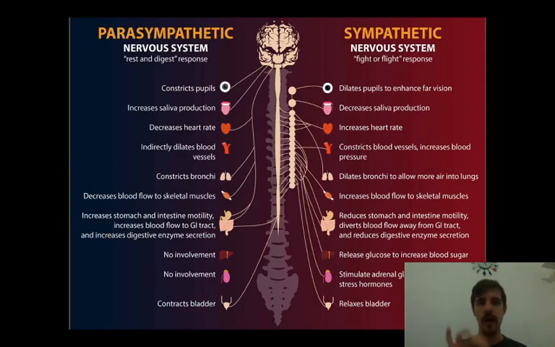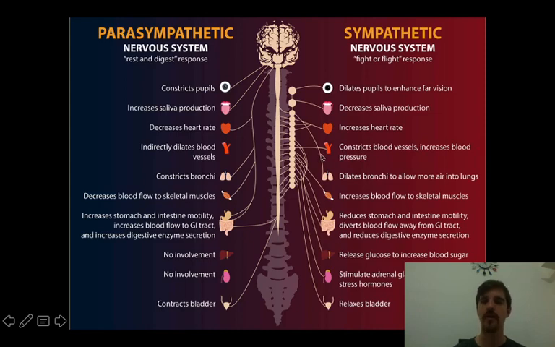So here we go. You've got your parasympathetic and your sympathetic. Now, your sympathetic is your fight or flight response, and I think of it as your sympathetic system actually isn't that sympathetic. It is what is happening when you are under stress. So when you are under stress, your eyes will dilate, meaning your pupils will get bigger to enhance your far vision, you will decrease saliva production, your heart rate will increase, and your blood pressure will increase.